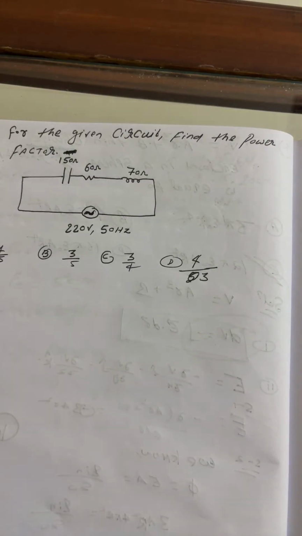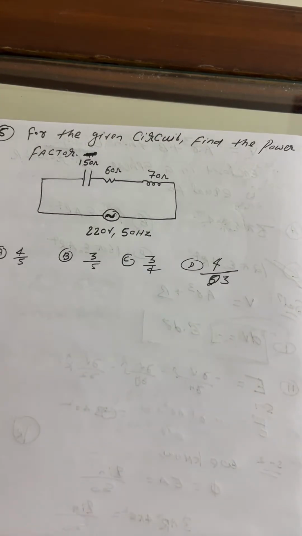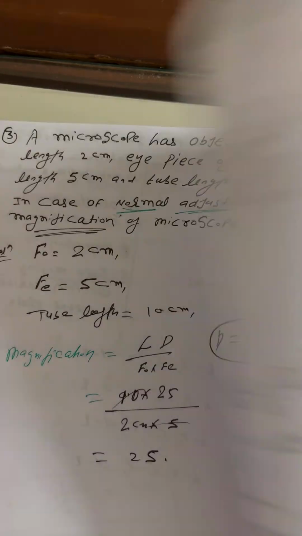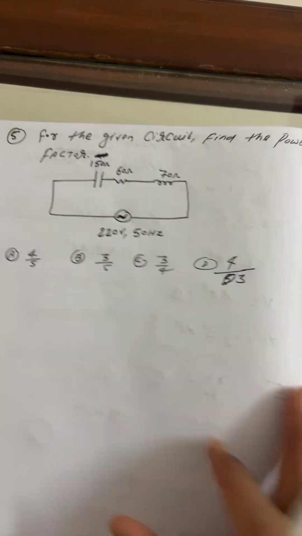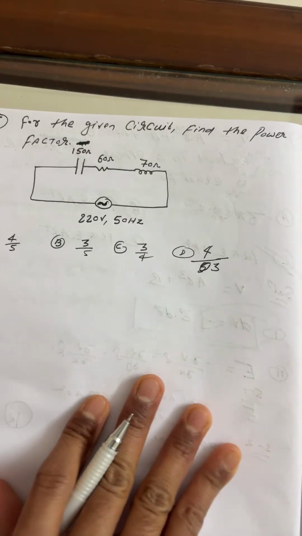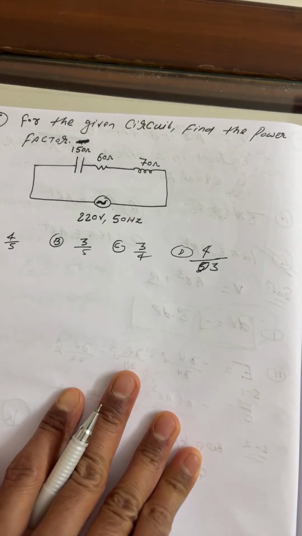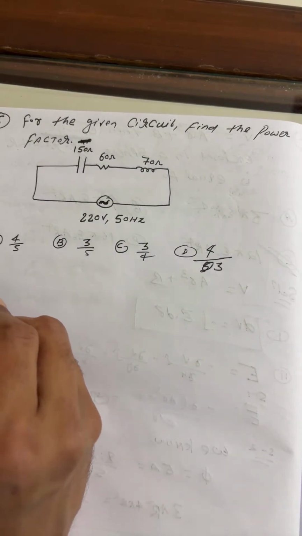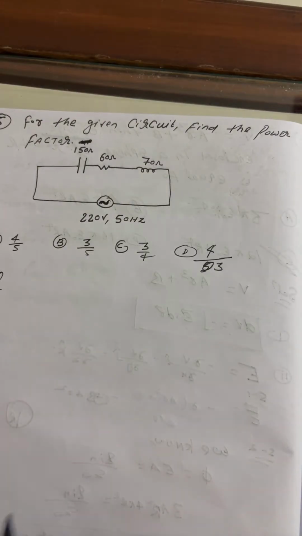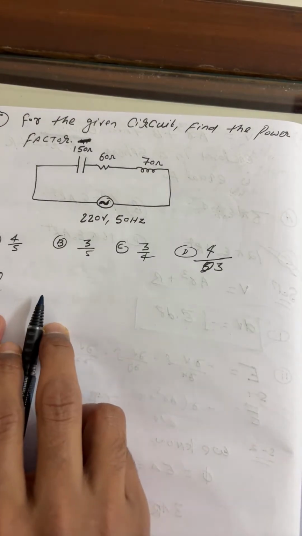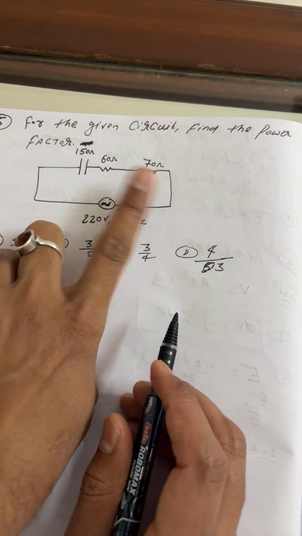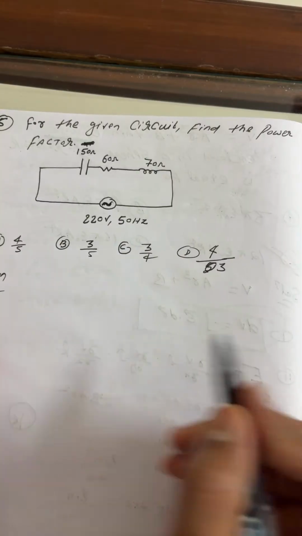Now let's move to the next question. What does the question say? For the given circuit, find the power factor. Tell me, what is the formula for power factor? In this question we just go through the formula straightforward. In fact, there is no need to find Z, R, L and all these things.